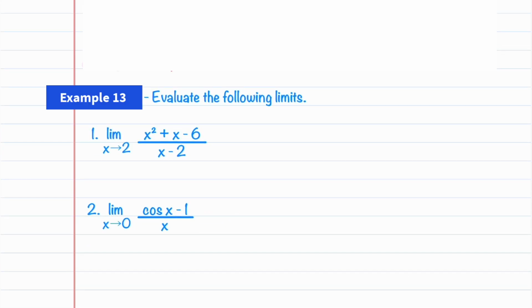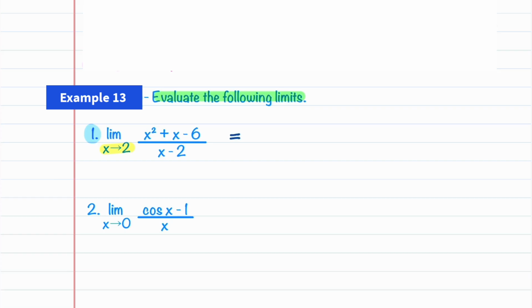Let's now walk through some examples so that we can understand how L'Hopital's rule works. We are going to evaluate the following limits. The first limit is the limit of x squared plus x minus 6, all divided by x minus 2 as x approaches 2. The first thing you always want to do when you are evaluating a limit is start by substituting the given value of x, in our case, x is approaching 2, into the expression that you're given.